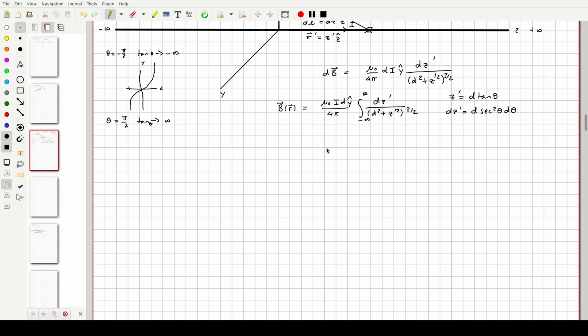Okay. So let's go ahead and plug in our substitution. You have mu naught I d y hat over 4 pi, the left-hand side of the integrand. Here, we're going from minus pi over 2 to pi over 2. dz now becomes d times secant squared of theta d theta. In the denominator, we have d squared plus, now we have z prime squared. Z prime is d tangent of theta, so you're going to square that. That's going to be d squared tangent squared of theta, raised to the 3/2 power.